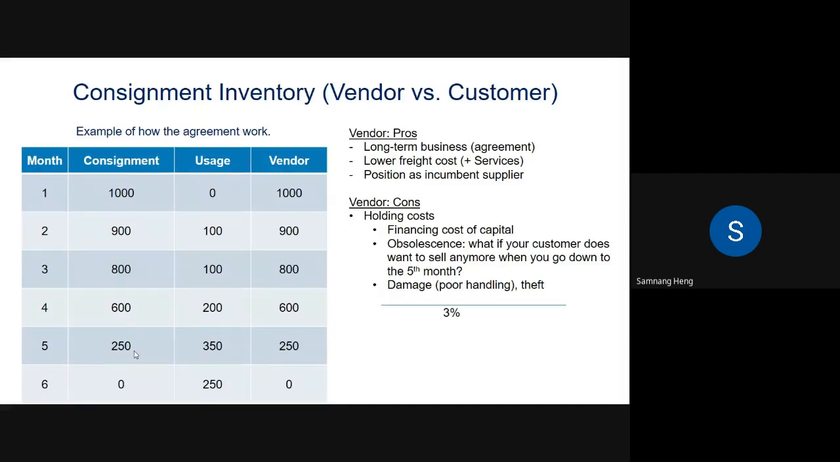Another point is the damage. Sometimes when you leave your item in someone else's warehouse, there's damage due to poor handling. So who's going to be responsible for that? Be sure that when you establish a consignment agreement with someone, you address it clearly.